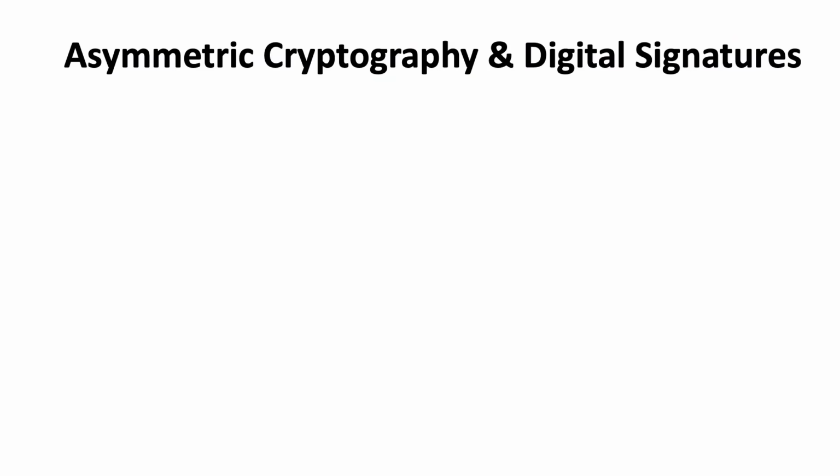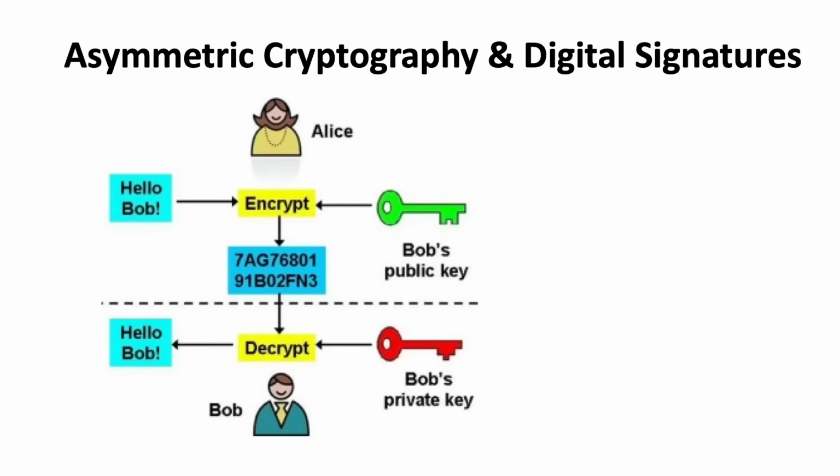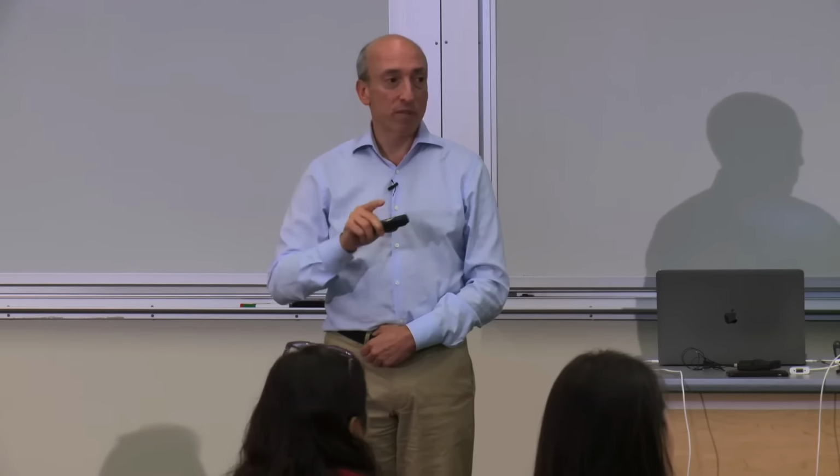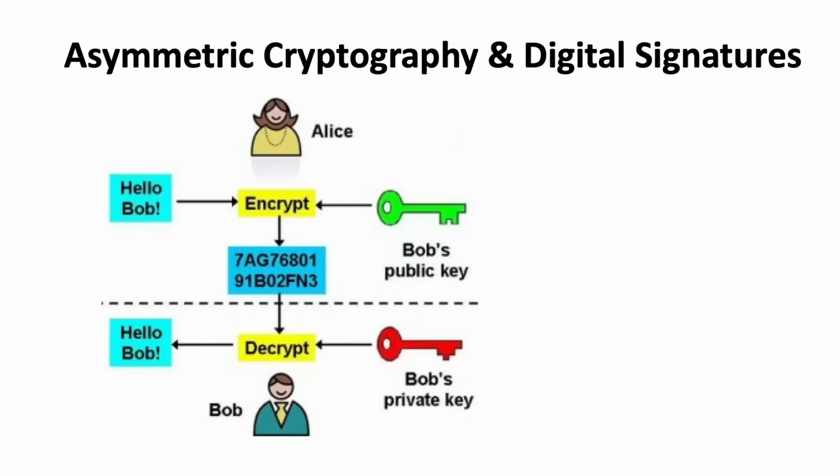Digital signatures. Well, remember that little graph that we had, Alice and Bob. Alice wants to send a note to Bob and just say, hello, Bob. She wants to encrypt it. She encrypts it with Bob's public key, sends it to him. He decrypts it with his private key.